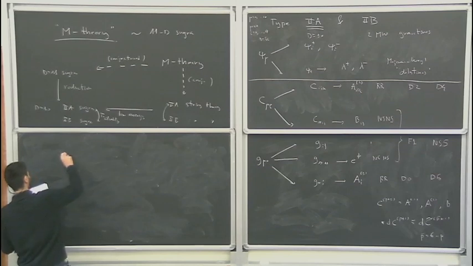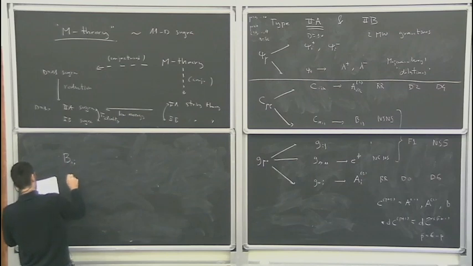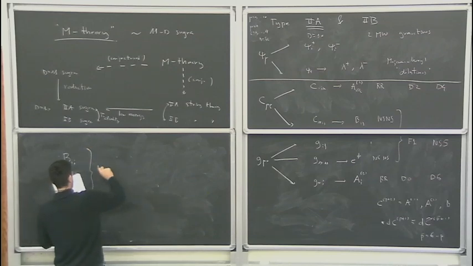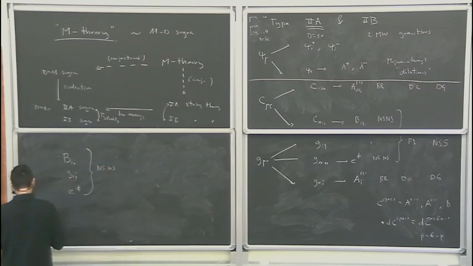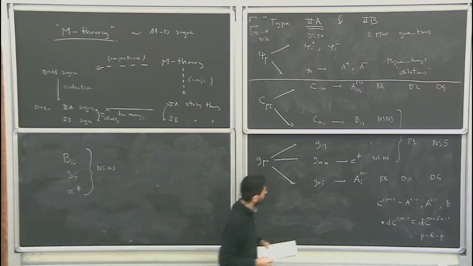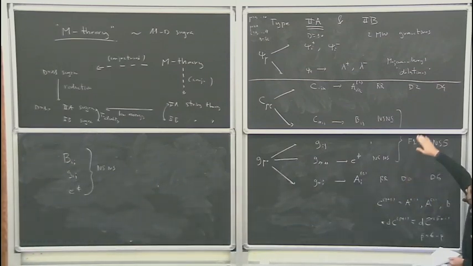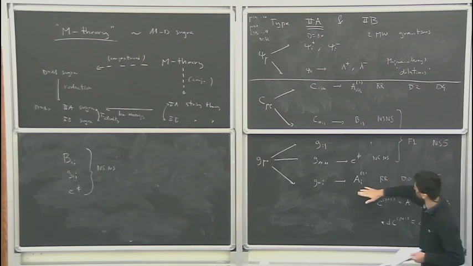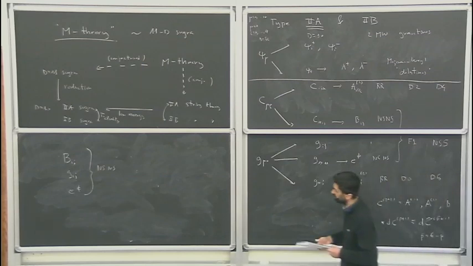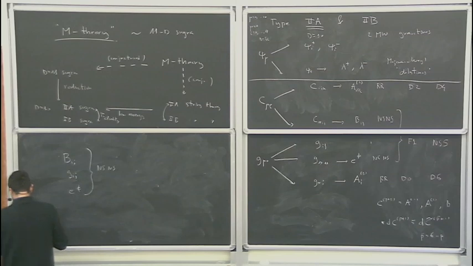It has a Neveu-Schwarz sector, which is exactly the same. So the Neveu-Schwarz sector is universal. And it has a Ramond sector, which is complementary to the fields which appear in type 2A. So in type 2A the potentials have an odd number of indices, whereas in type 2B they will have an even number of indices. So we have A0, we have A2, and we have A4.